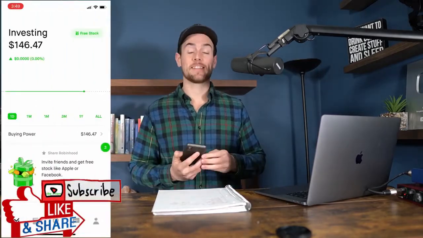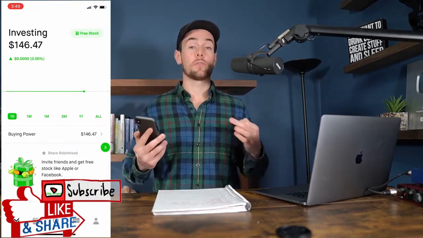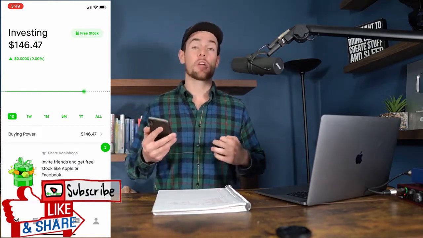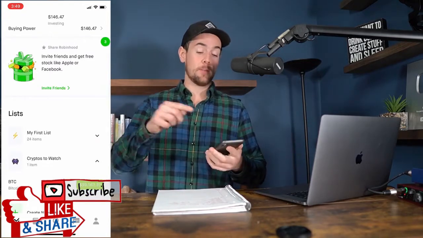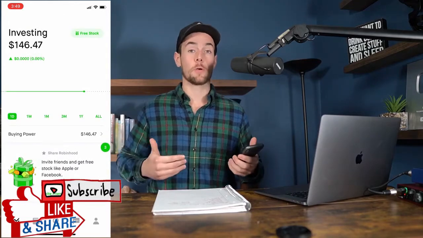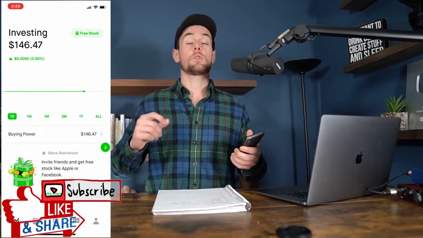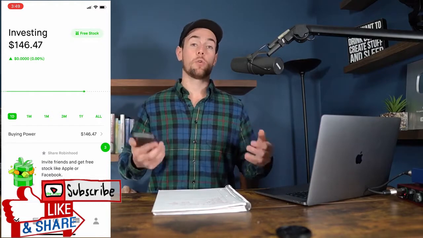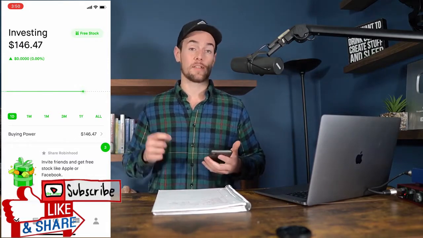Alrighty guys, so here we are inside of my Robinhood app, and as you can see, I have $146.47 of cash, and I don't actually have any shares of stocks or ETFs or anything in this right now, just because I'm using this for a demonstration purpose. But that being said, guys, the first thing I want to cover here is how to get money into your Robinhood account, and this is going to require you to link a bank account. Now, I already have my Robinhood account linked, but what I want to go ahead and do is move some more money into this account. That way you guys can see what that process looks like.